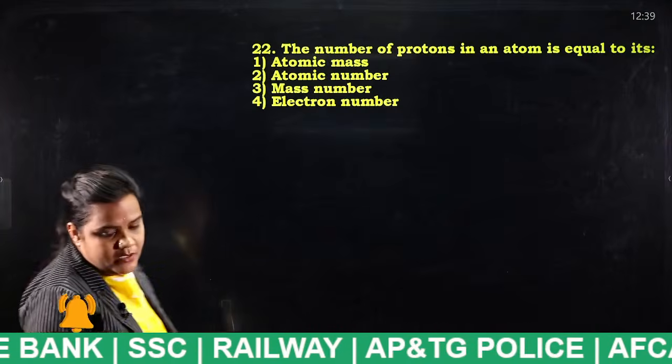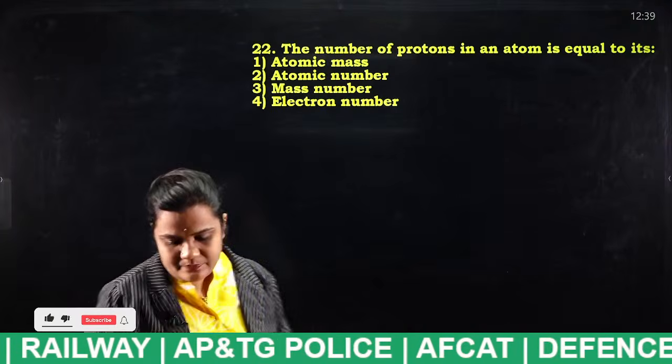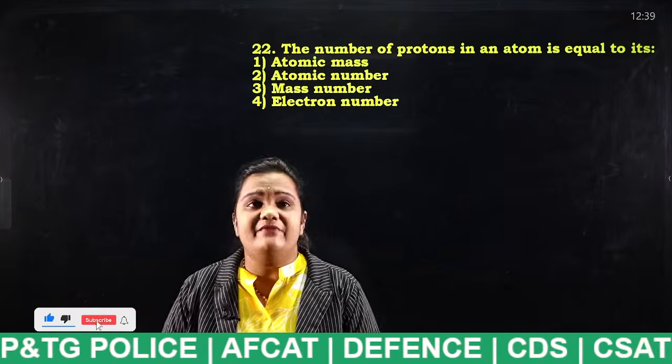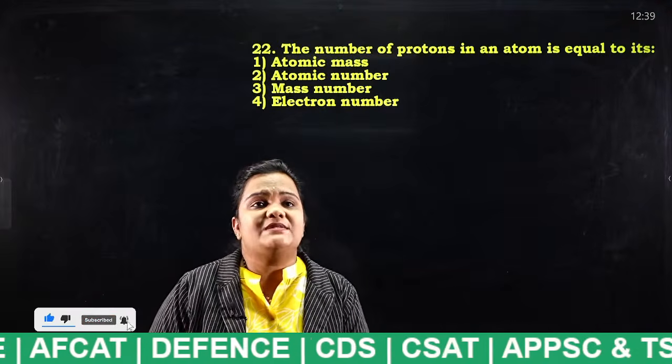Next. The number of protons in an atom is equal to: atomic mass, atomic number, mass number, or electron number. So tell me students, each and every student, mention your answer in the comment section.